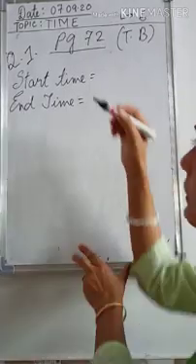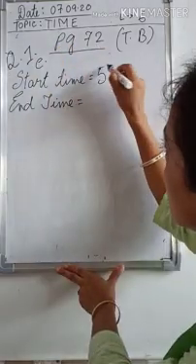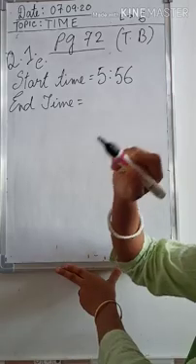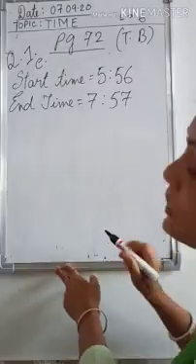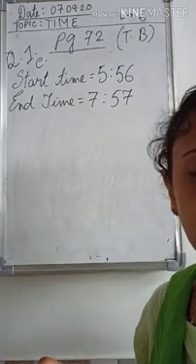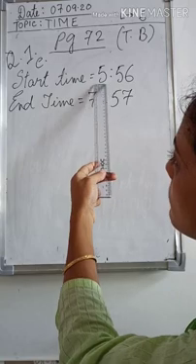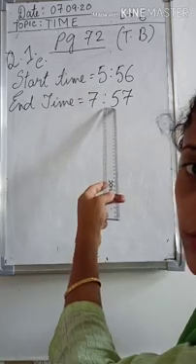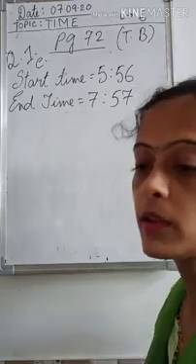So let me write what is the starting time and what is the ending time. The starting time is 5:56 and the ending time is 7:57. So here you compare the ending time and starting time. The ending time is 7 in the hour part, the starting time is 5. So it's already a bigger number. So do you need to convert? No, we don't need to convert because it's already a bigger number.